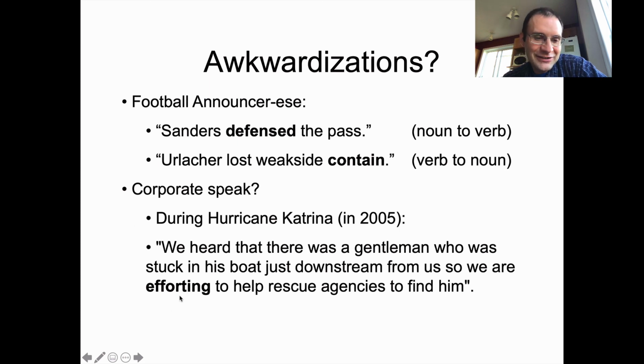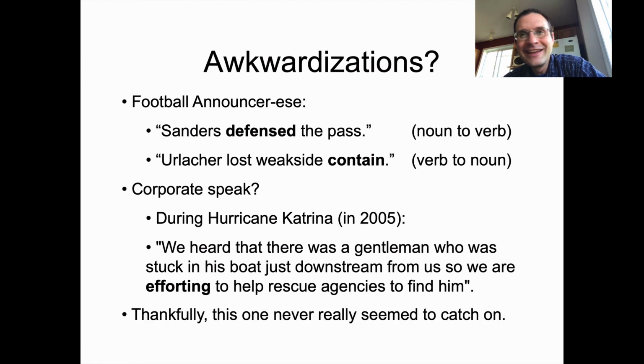So effort is normally a noun, but this guy's using it as a verb to mean like trying, I guess, hard. But again, like I say, some of these sound pretty awkward when you hear them the first time. This one didn't really seem to catch on, and I don't really mind that too much. But at least I got it as an example for how this process works in English.